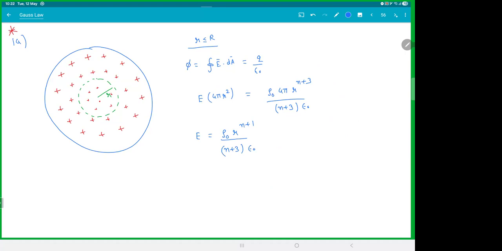There. It's a pretty good result though. That's your field inside. For r greater than R, same story. Flux will be E into 4 pi r square, meaning you're taking a sphere outside.